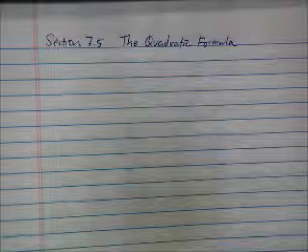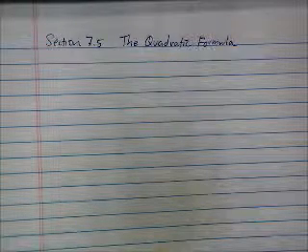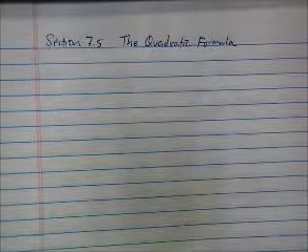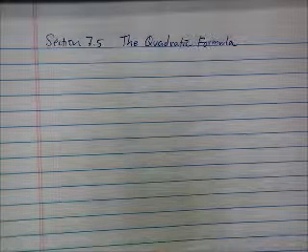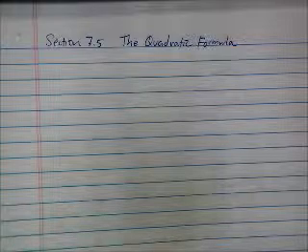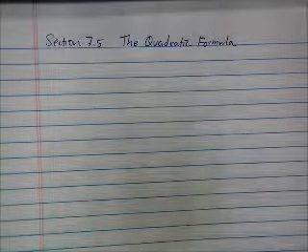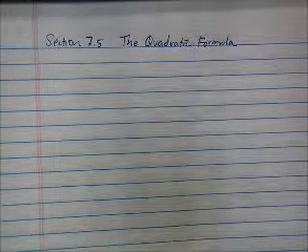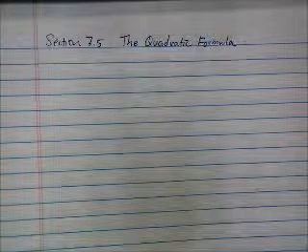What's good about the quadratic formula? The best thing is it will always work. It will work for any quadratic equation. So it's similar to completing the square. Completing the square always works. Our other techniques sometimes worked, sometimes didn't. Quadratic formula will always work.